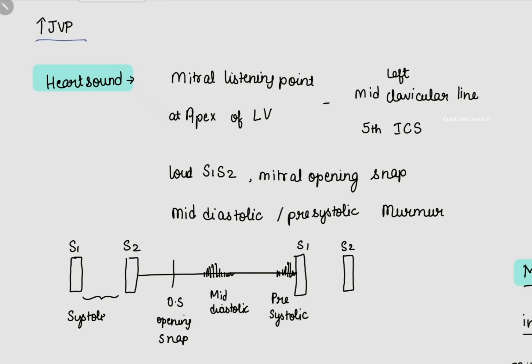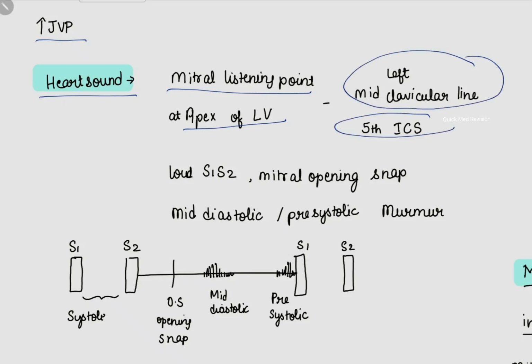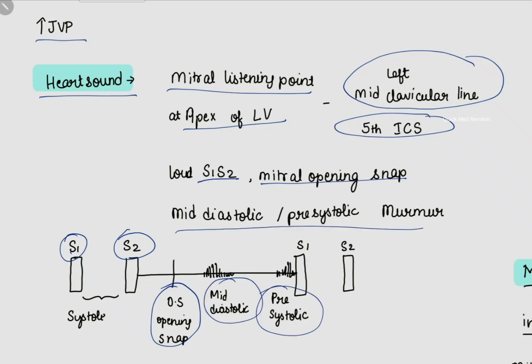There will be increased jugular venous pressure. Heart sound: upon placing the stethoscope on the mitral listening point, on the apex of the left ventricle, at the left mid-clavicular line, 5th intercostal space, we can clearly hear loud S1 and S2. S2 and S1 will be of loud intensity. There will be a mitral opening snap, after which we get a mid-diastolic and presystolic murmur.